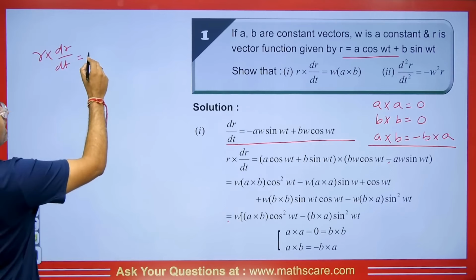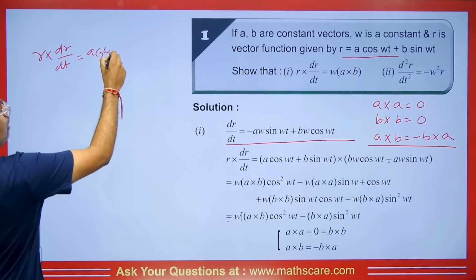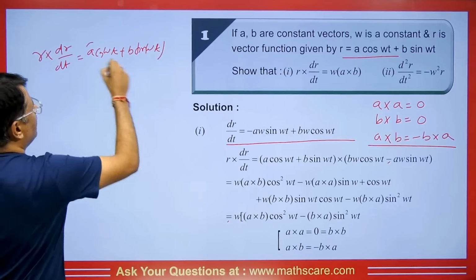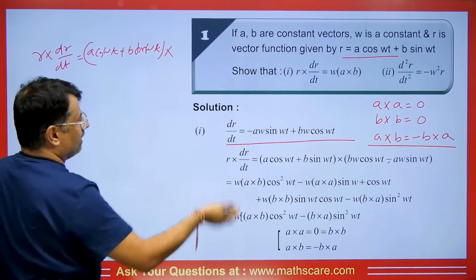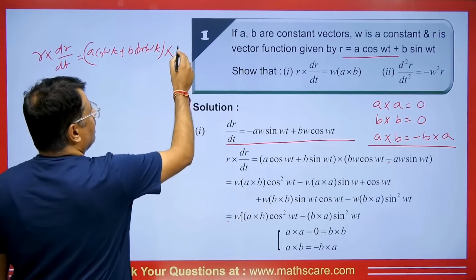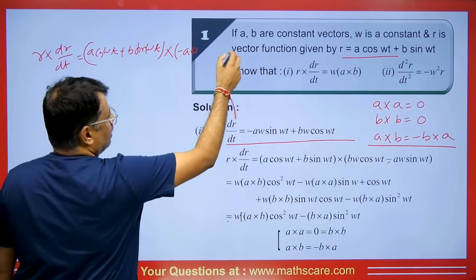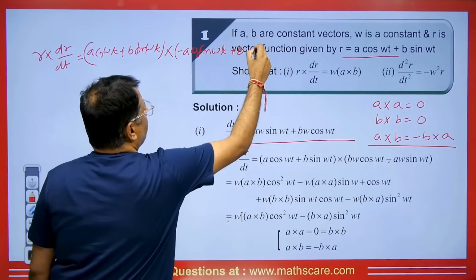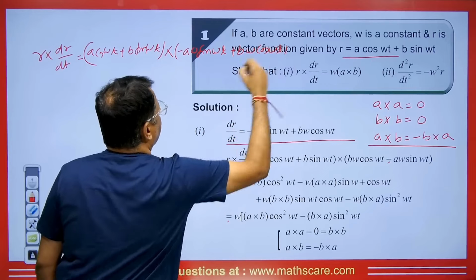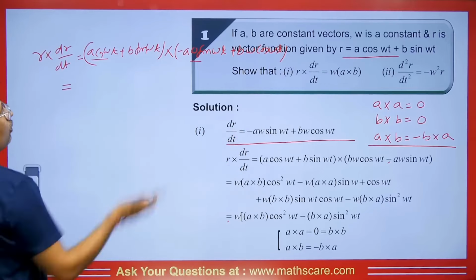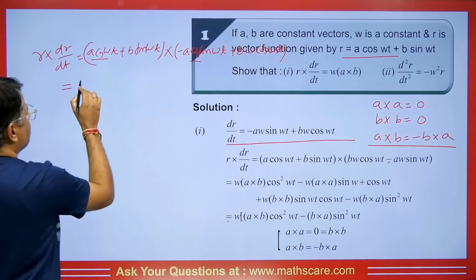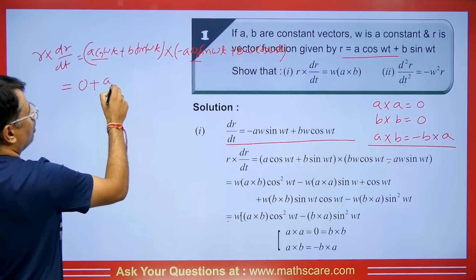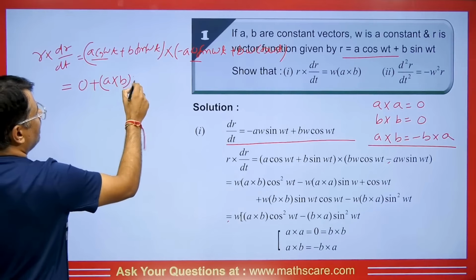What do we get as the value of R? A cos omega t plus B sine omega t, and its derivative that we will get here, students. What will its derivative be? We will get minus A omega sine omega t, and we will get B omega cos omega t, right? Now we will calculate its cross product. We know that A cross A will be 0. Now when we multiply this with this, A cross B, and I'll write this omega here.